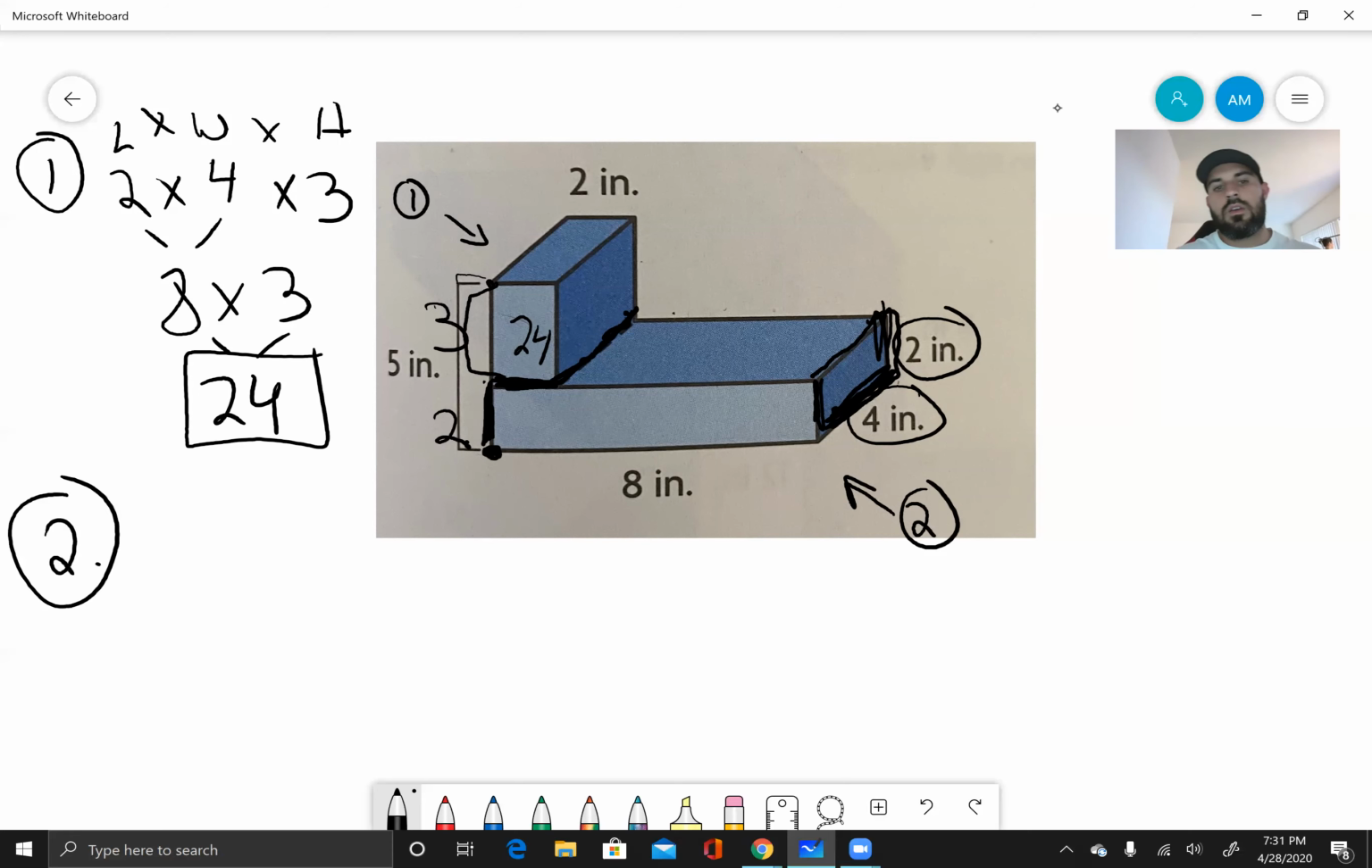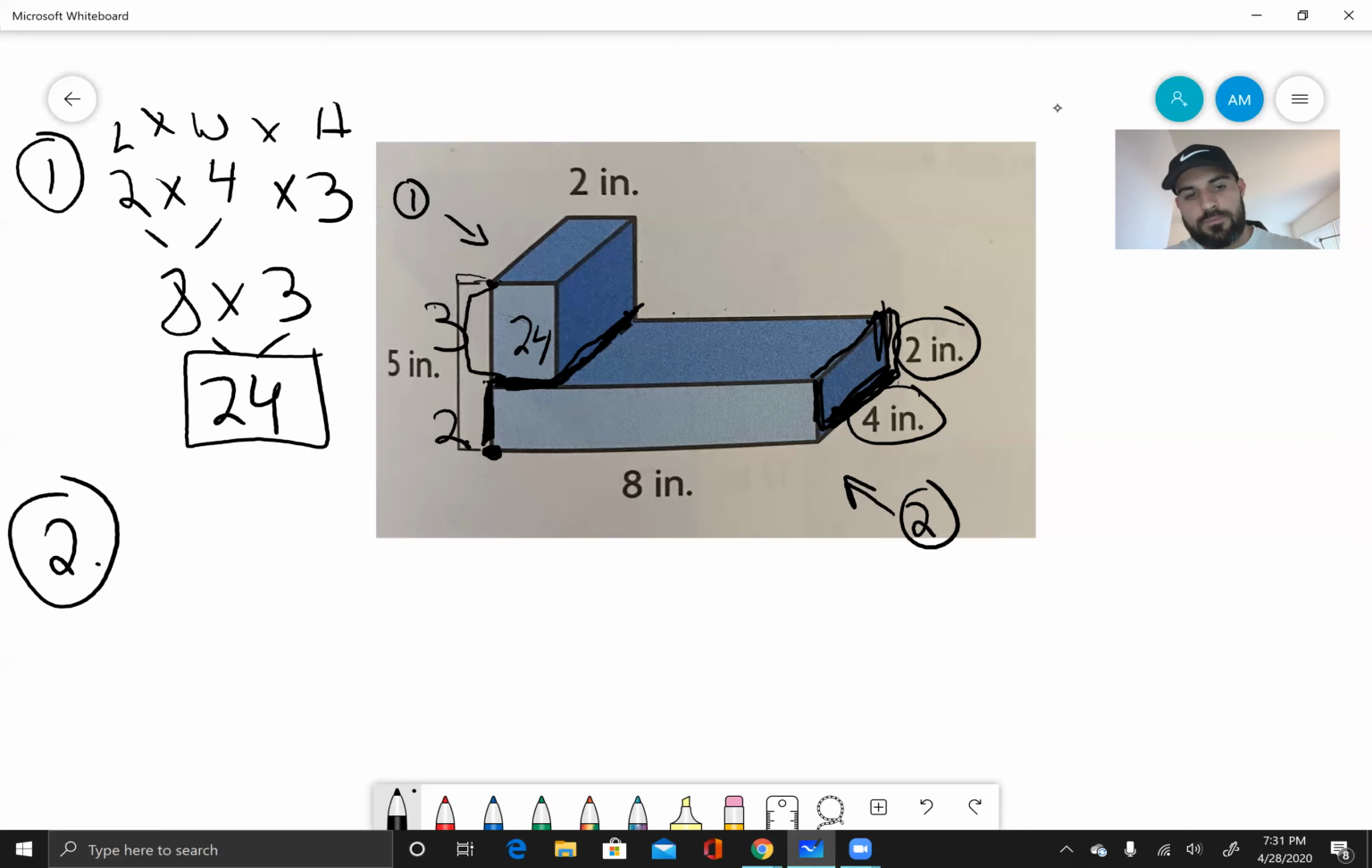Okay? So even though it does say 5 here, this is what I want to stress the most. This is the hardest part about this lesson. Even though it's 5 here, that doesn't mean you're going to multiply by 5, because notice that I have cut it, so that I have 2. So the total height of the entire figure has been cut into pieces.